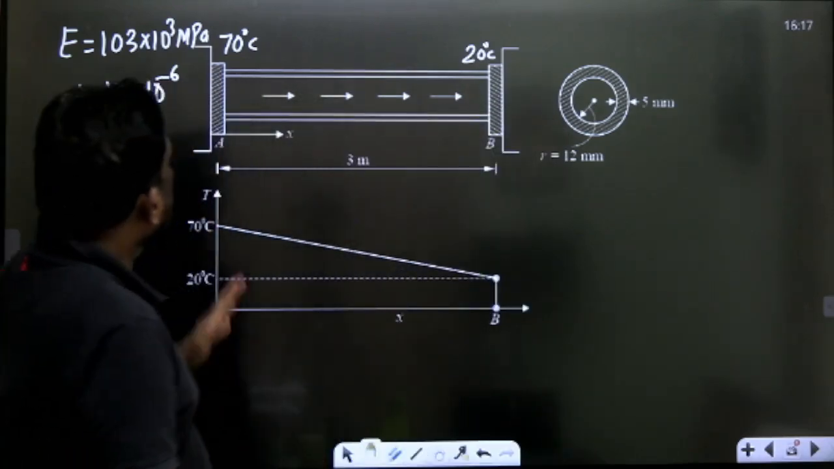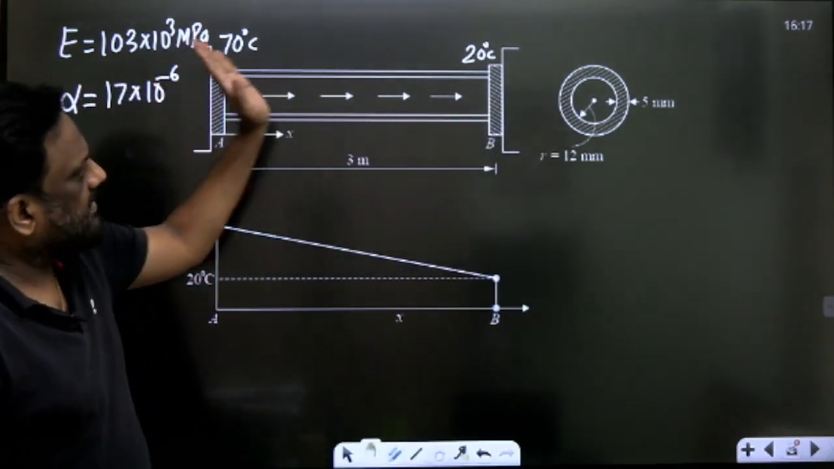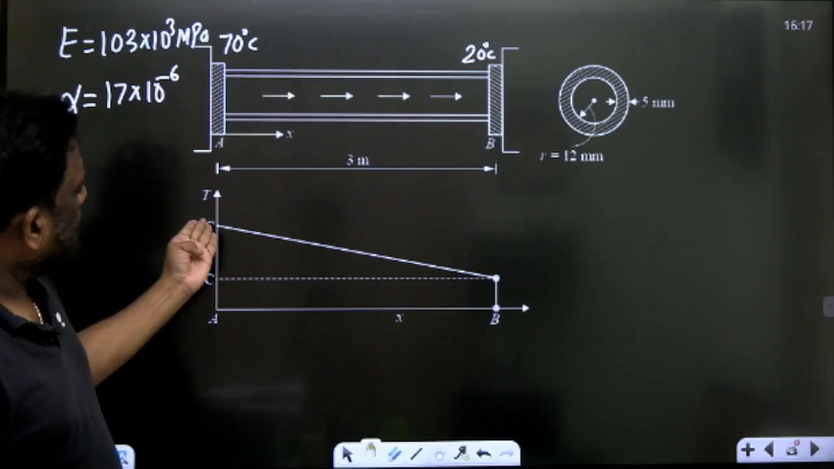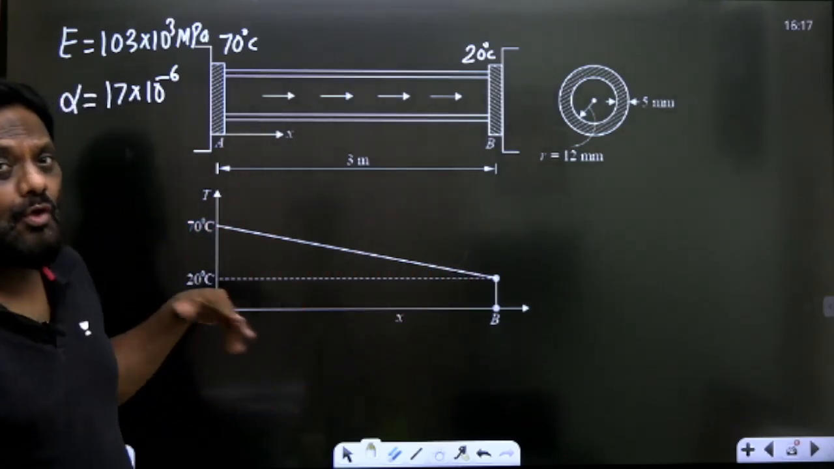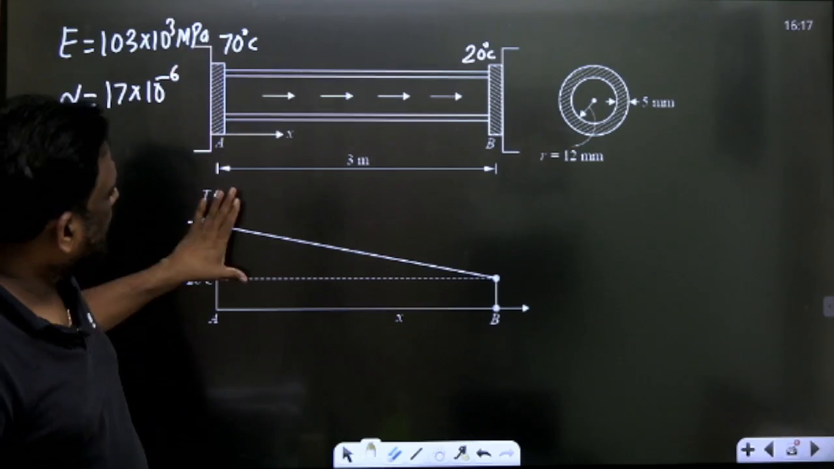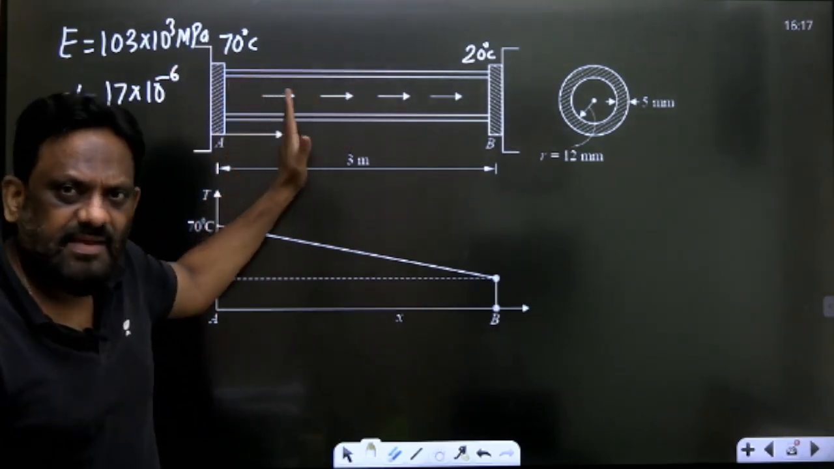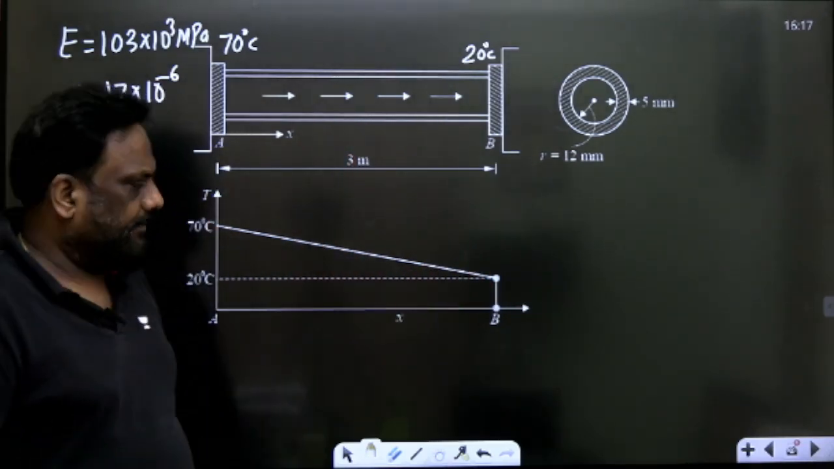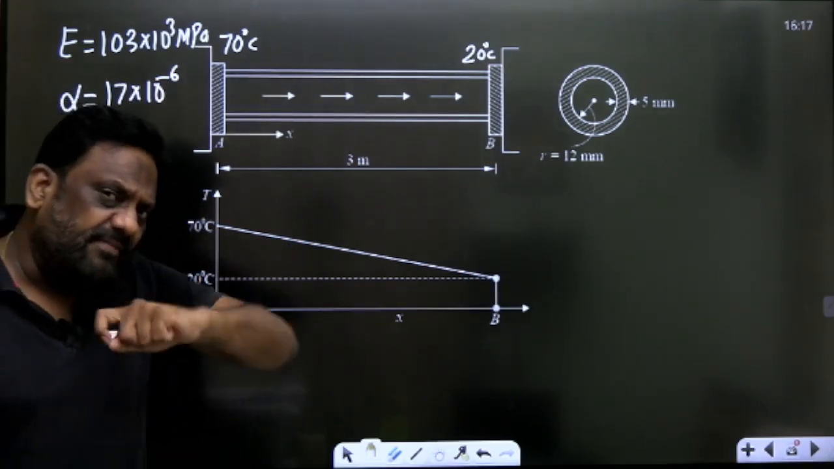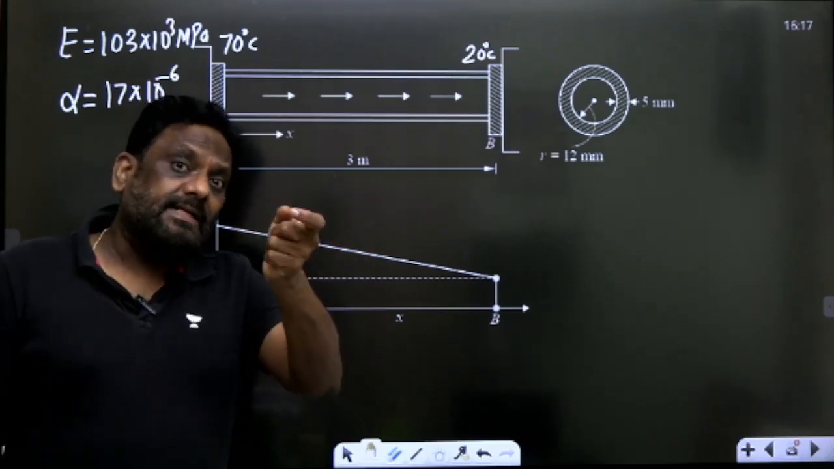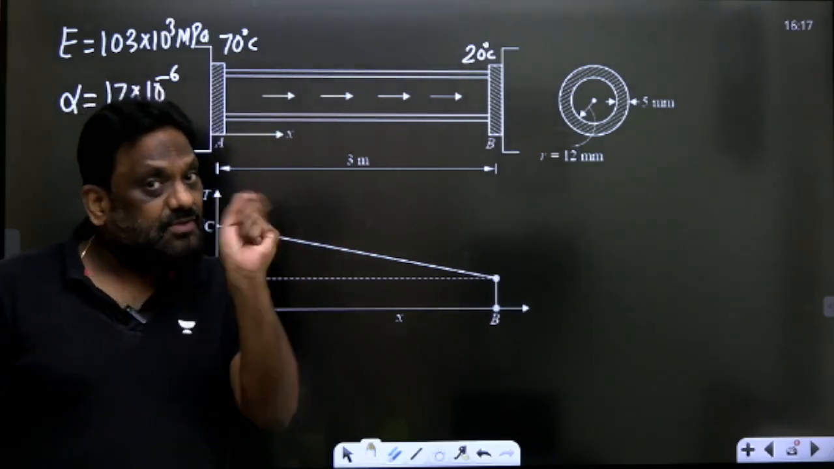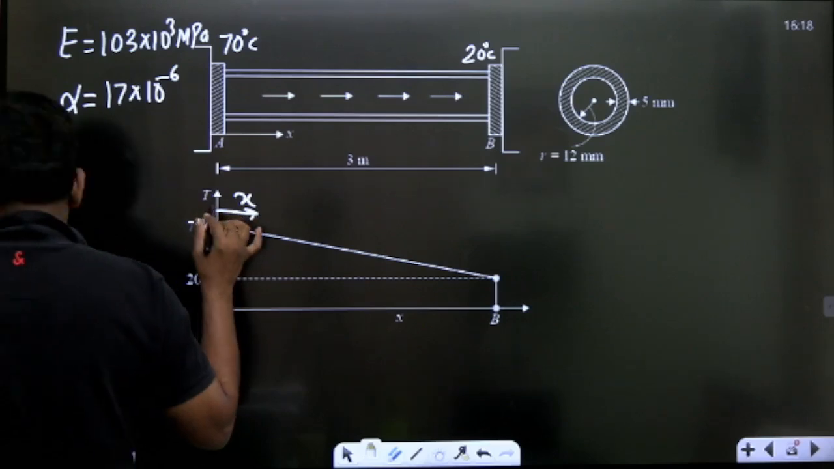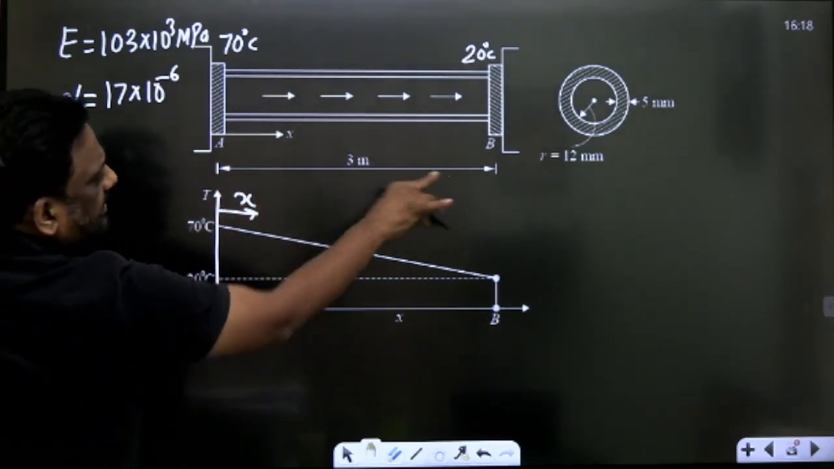Look, sir, here the temperature is 70, here the temperature is 20. Uniformly it is varying, but this is non-uniform heating, sir. Why is the temperature difference throughout the length of the bar the same? No, no, it means it is varying linearly, that is the meaning here. In the earlier two questions, the temperature difference was given directly in terms of x. Let us take this as x, and the length is given as 3 meter.